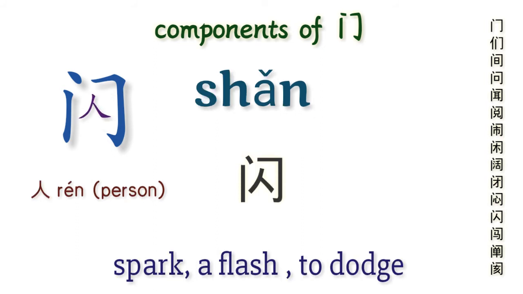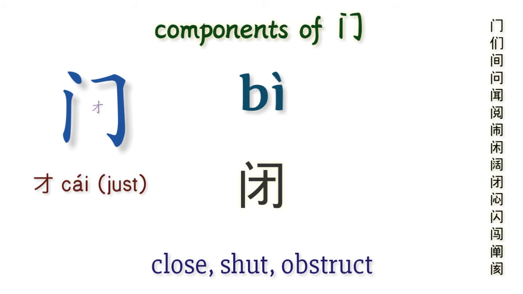Person in the door is shan. It means to spark or a flash. Bi. Cai inside door is bi. Bi means to shut or to close.